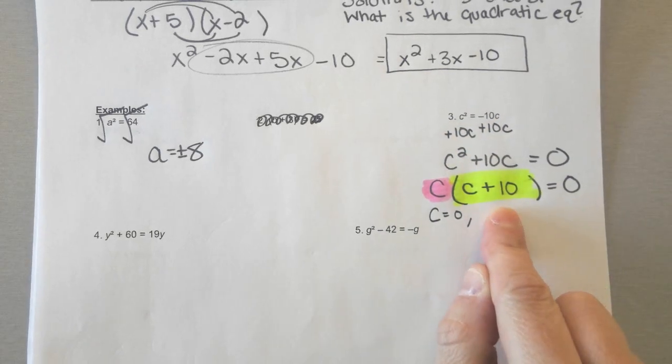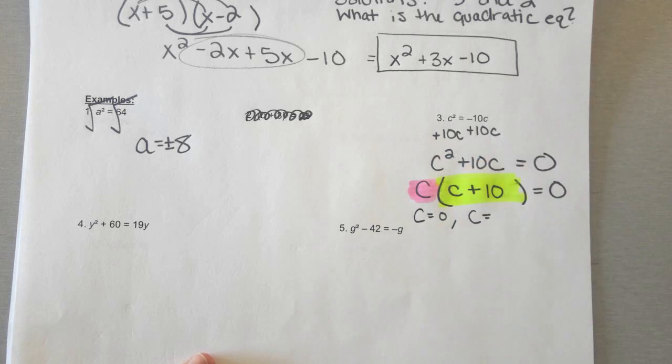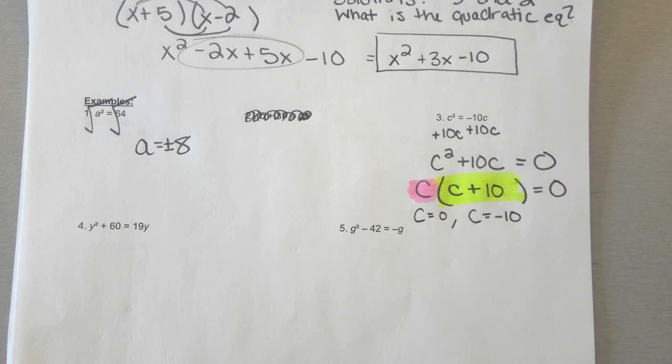What would make this parenthesis, the yellow parenthesis, 0? If c was negative 10, because negative 10 plus 10 would add me to 0. So you're looking for what we call the additive inverse there. Alright, 4 and 5 are the same, that we can factor and solve.